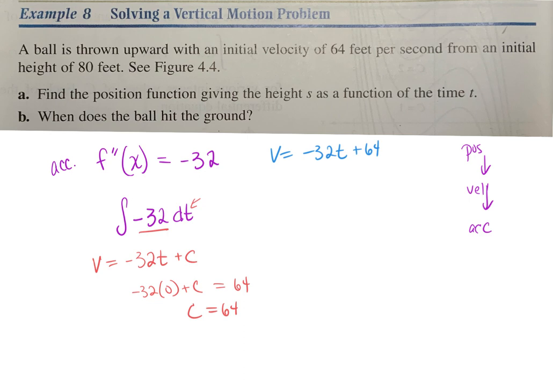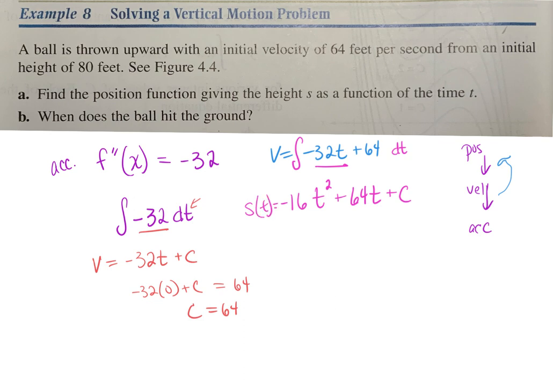Now I want to find my position function. Well, my position function should be the antiderivative of velocity, right? So now I'm going to do the antiderivative of this guy. All right. My new exponent is what? T squared. Negative 32 divided by 2 is negative 16. Plus 64t plus c. That is my position function.